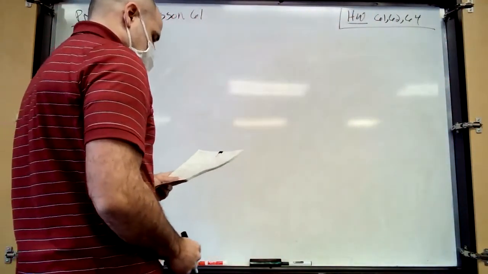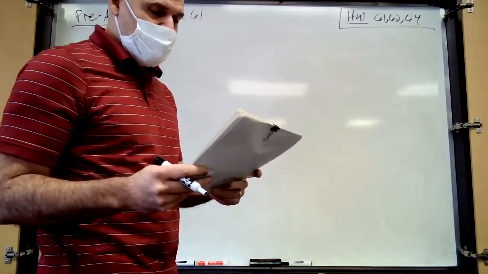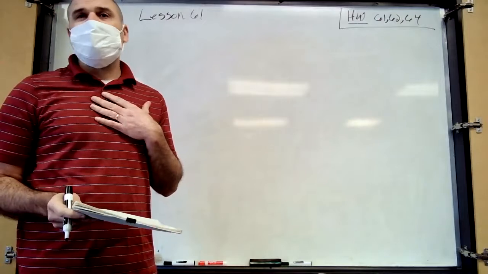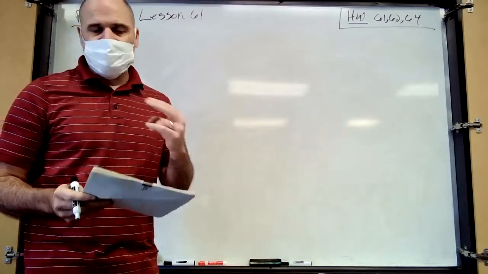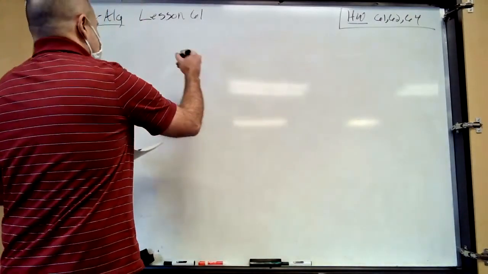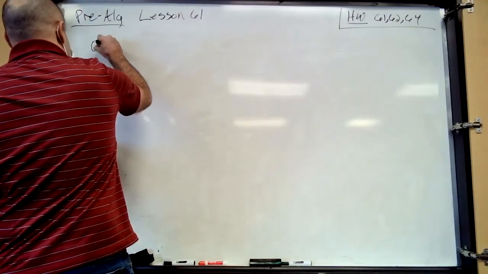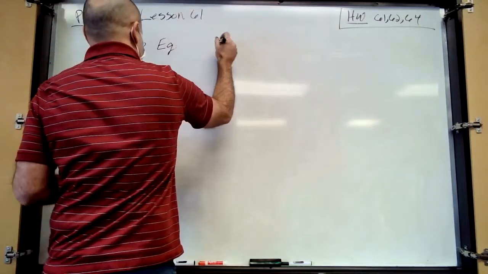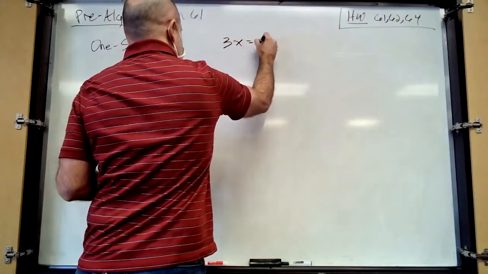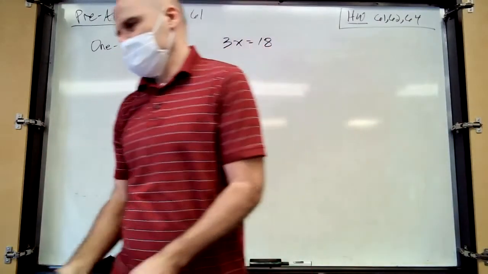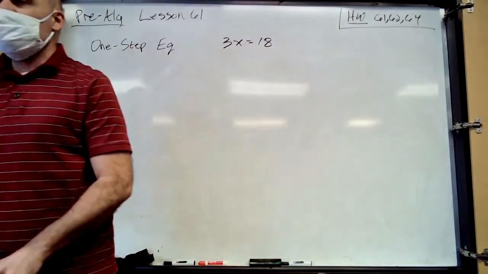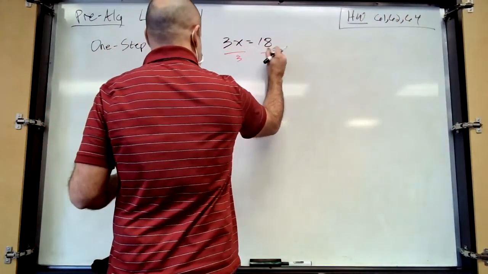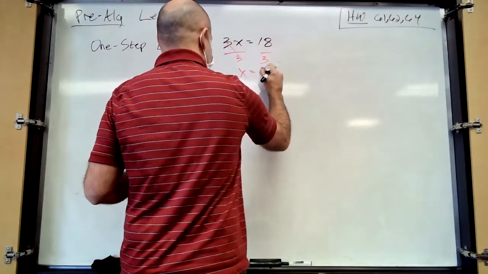All right. So we're gonna talk about two-step equations. Up until now, we've been doing one-step equations. So here's a one-step equation. 3x equals 18. How do you solve for x? Division. You're just getting rid of one thing, right? Divided by 3, divided by 3, x equals 6.